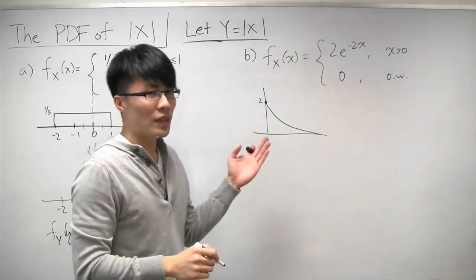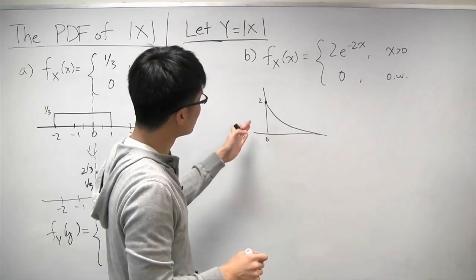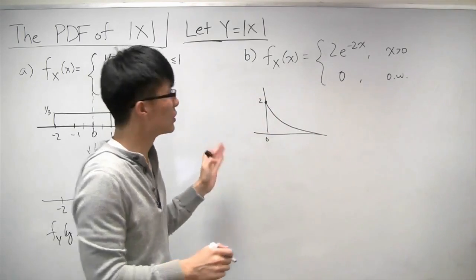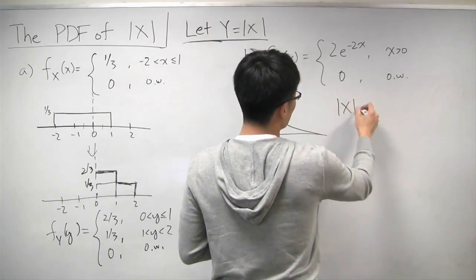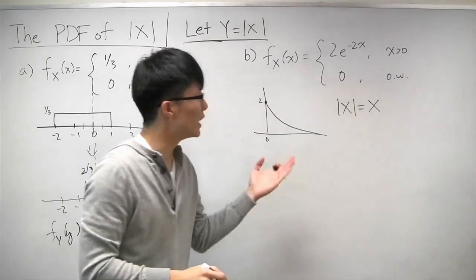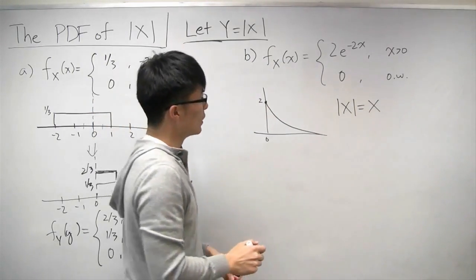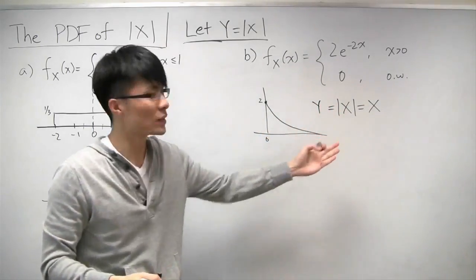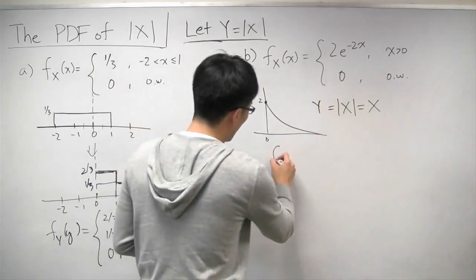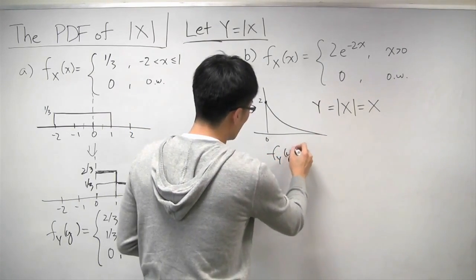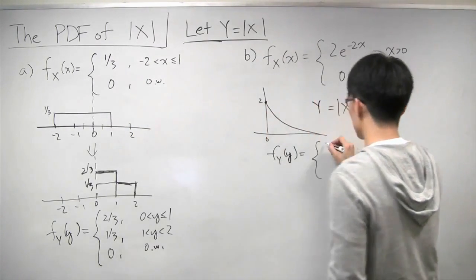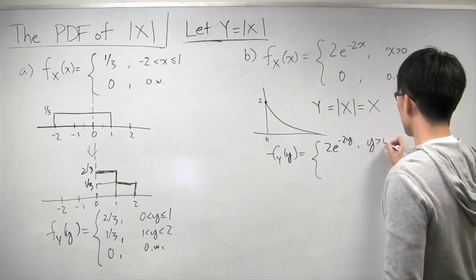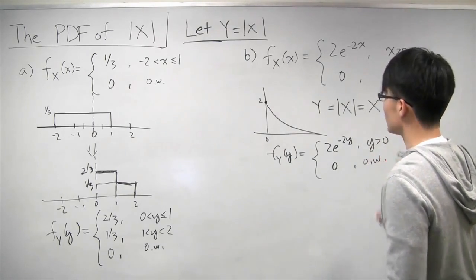So in this case, this is actually quite simple because if you look at it, x is already positive. It doesn't have any negative parts. So in fact, the absolute value of x is the same as x itself because x is never negative. And so y is just the same thing as x. And so in this case, the PDF of y is exactly the same as the PDF of x. It's just 2e to the minus 2y for y positive and 0 otherwise.